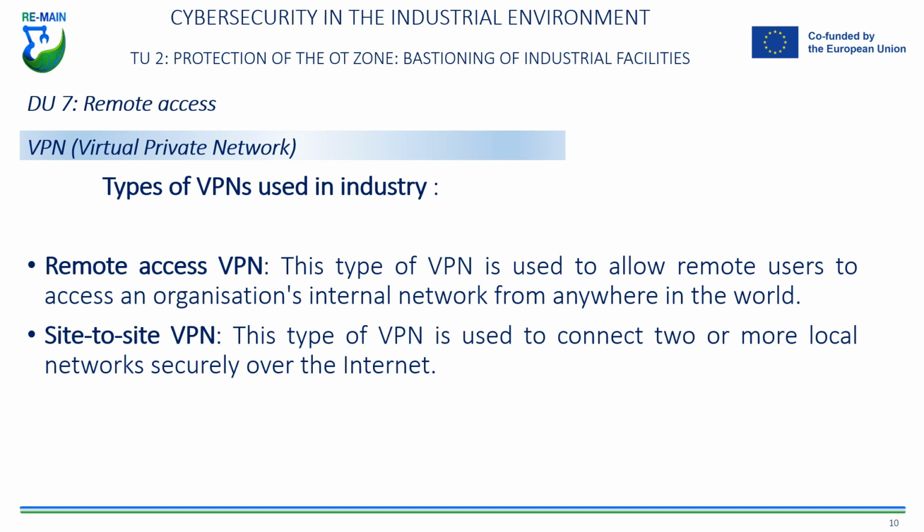Site-to-site VPN. This type of VPN is used to connect two or more local networks securely over the Internet. For example, a company with offices in different locations could use a site-to-site VPN to connect all local networks and allow employees to access company network resources from any location. Site-to-site VPNs are commonly used in industry to connect remote or branch offices to the company's headquarters.